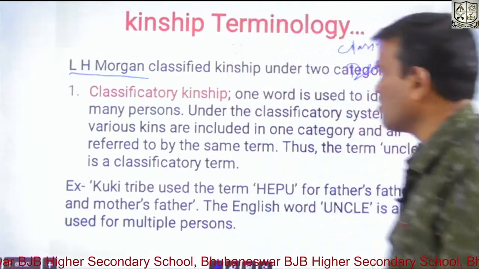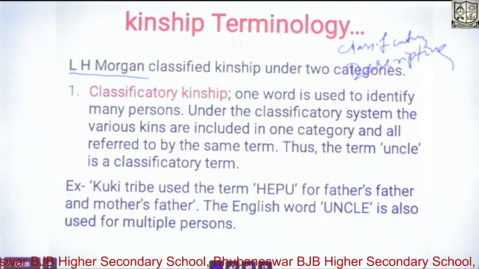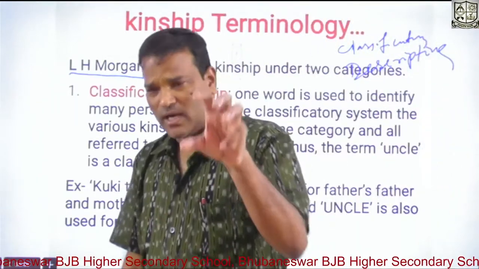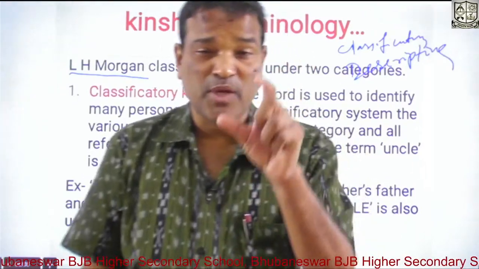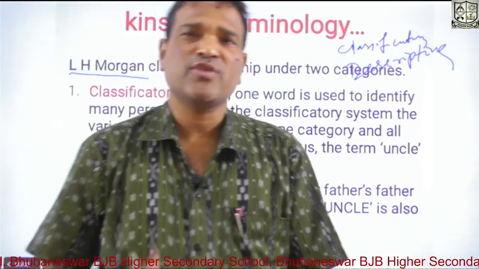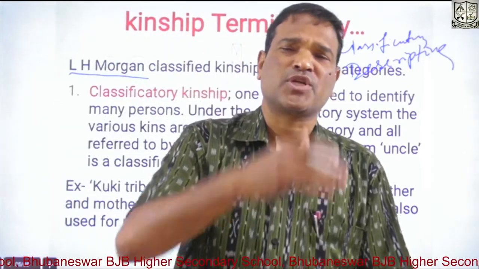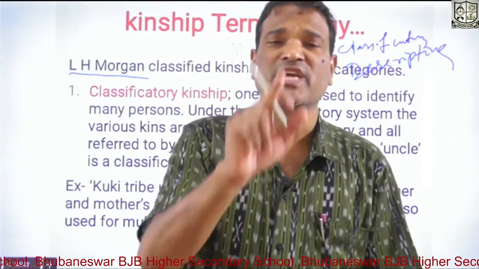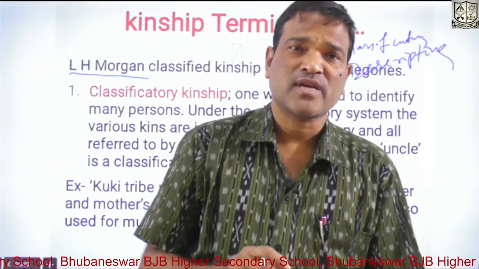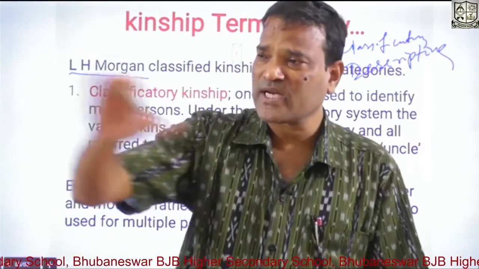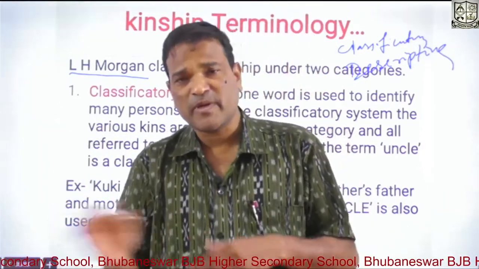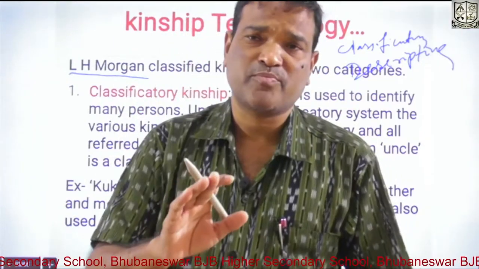Let us discuss the classificatory kinship. What is the classificatory system? It means one particular, specific word is used to identify multiple persons. When multiple persons are identified through a single, specific term, that is known as classificatory. In a particular classification, all the members of the same sex can be identified through a particular term. That is the classificatory kinship system.